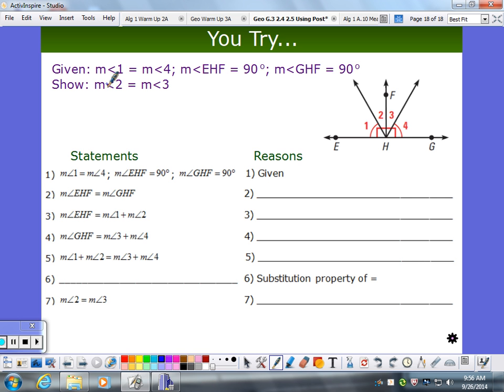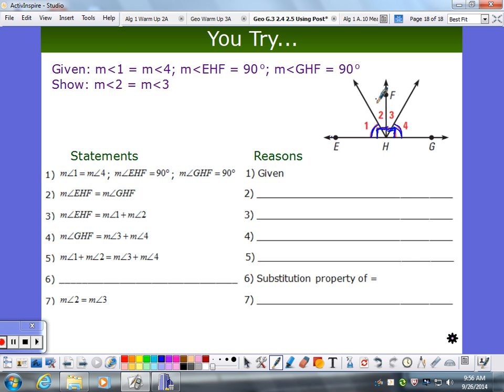Given the measure of angle 1 equals the measure of angle 4, you go to your picture. I know it's marked, but it helps me sometimes to just put my pencil there, right? Those two things are equal. The measure of angle EHF is 90. Now I know they put the little box here, I'm just going over it. Okay, that one's 90. GHF is also 90. Well, that makes sense, because it's a linear pair. I get that.